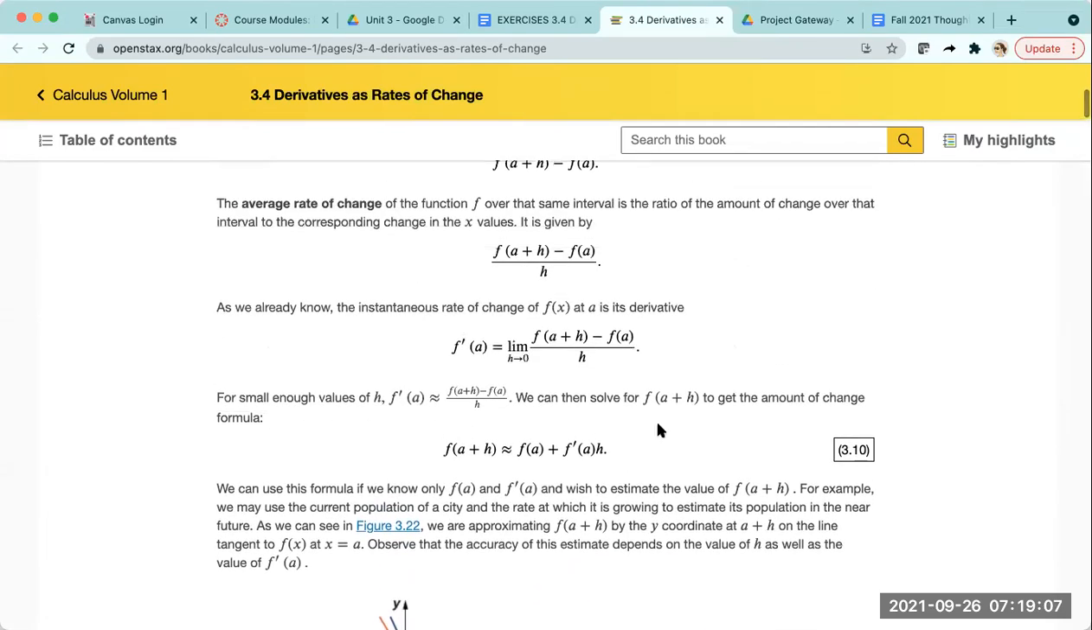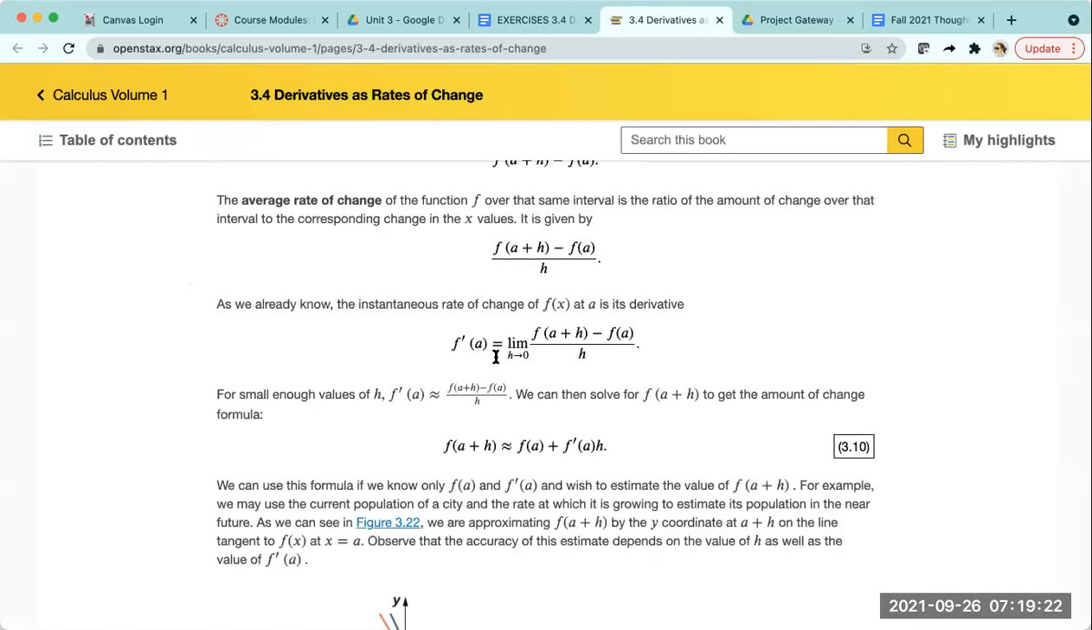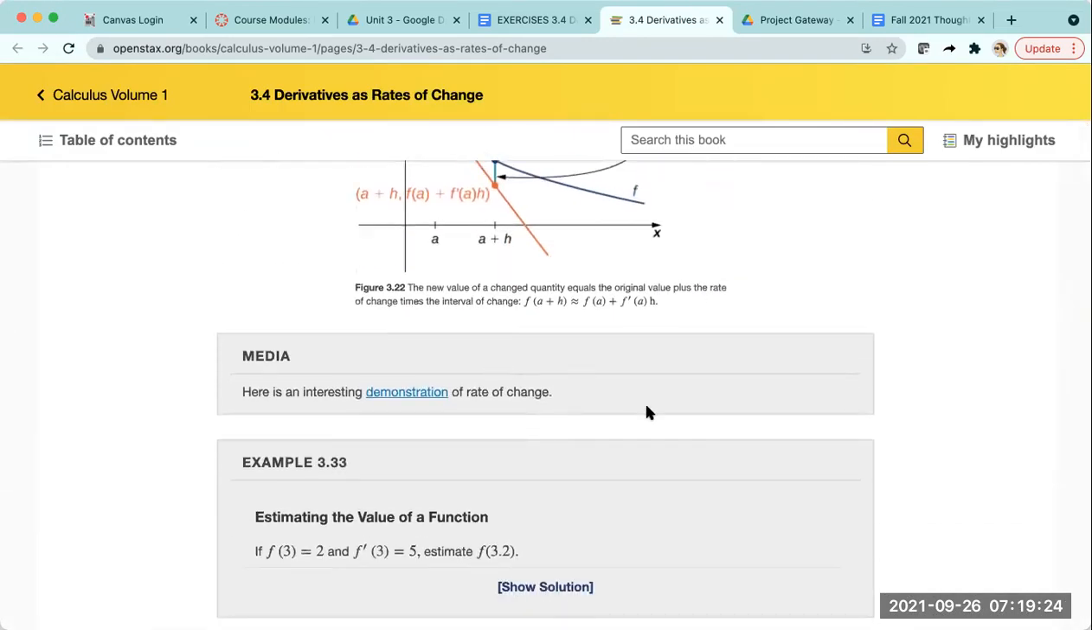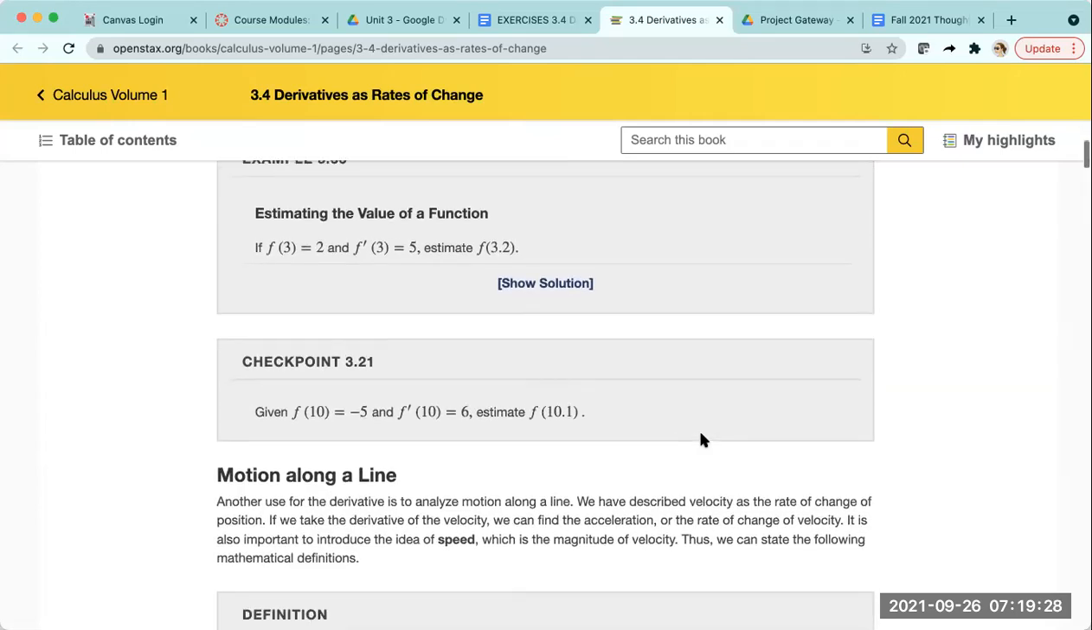And we started that with a limit, right? We defined it from the origins of finding what is the slope between 2 points as they get closer and closer. And so we were able to find the derivative at a point, right? That instantaneous rate of change. And so we're being reminded in 3.4 of the importance of that, right?